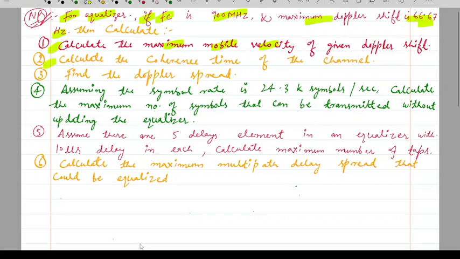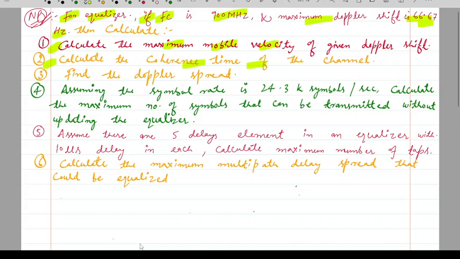Then in the second part we will calculate the coherence time of the channel. Basically, coherence time is the time over which the frequency response of the channel is flat. That time is known as the coherence time.